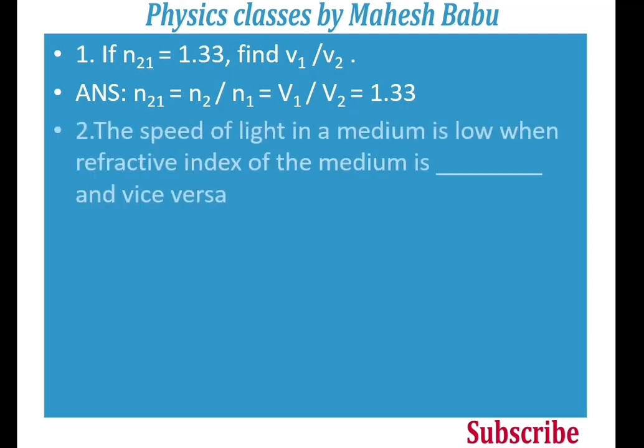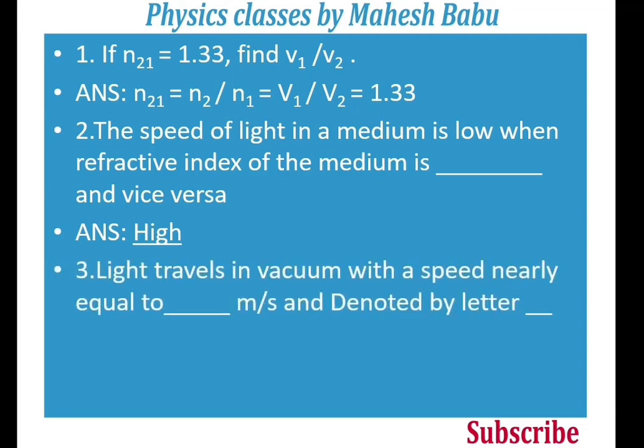Next, second question: the speed of light in a medium is low when the refractive index of the medium is. I already told you speed of light is inversely proportional to refractive index. If refractive index is more, speed of light is less. If refractive index is less, speed of light is more. So the answer is more or high. If the medium has more refractive index, speed of light is low. If the medium has less refractive index, speed of light is more.